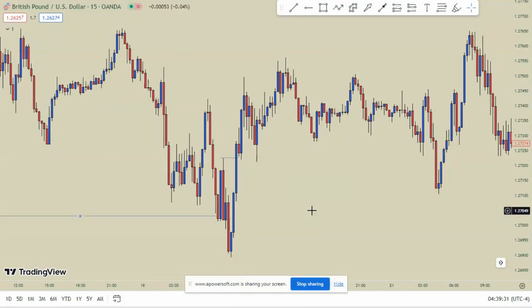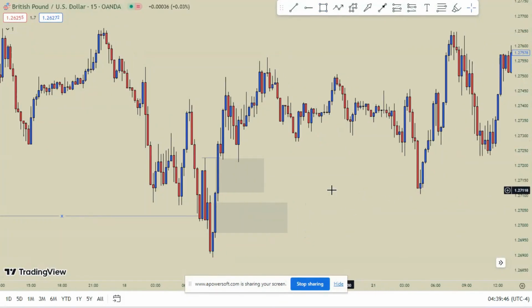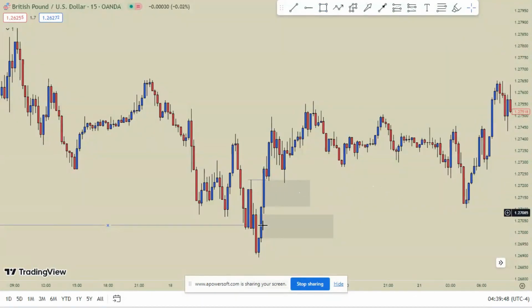In an expansion we are mostly interested when we see a market structure shift with a fair value gap. We can see that we have a fair value gap over there, and then we also have this fair value gap over here. So this is our expansion. We have our fair value gaps, but now we are interested in these order blocks here.